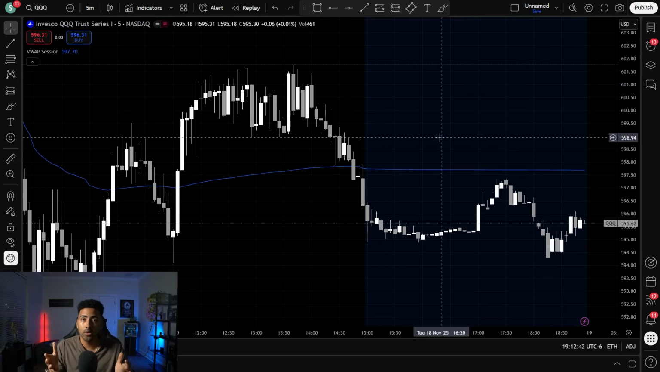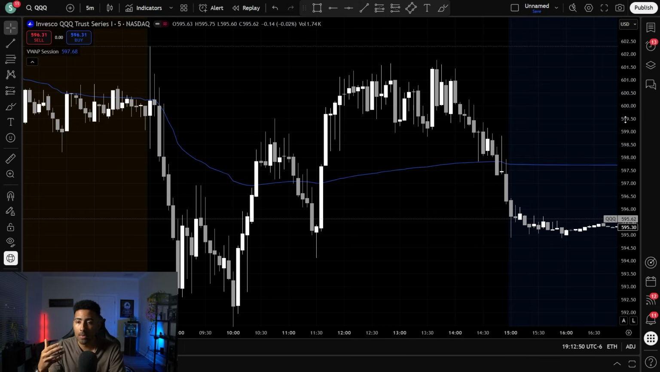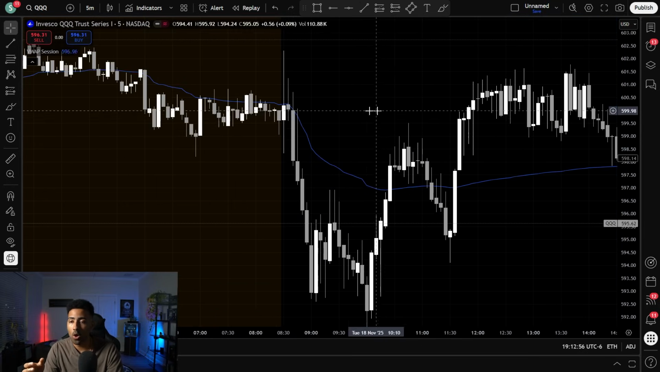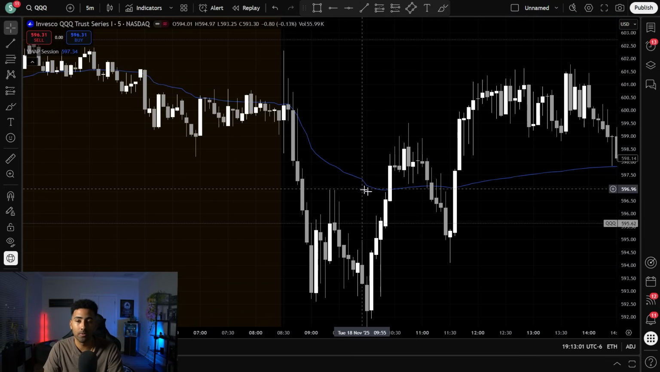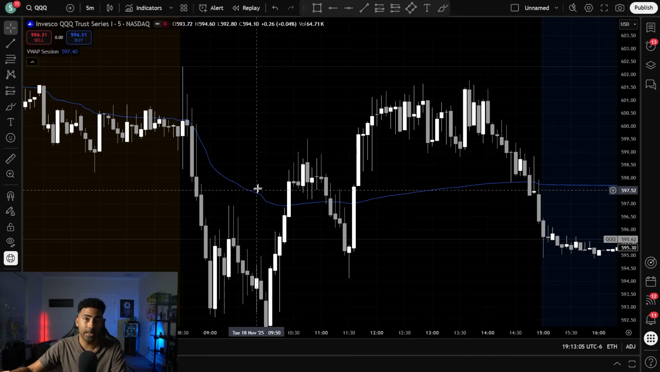So this indicator is very similar to a moving average. A moving average essentially tells you exactly what the price action looks like throughout the day. But this is going to include the volume of the market as well. So as you can see here, on a move like this where we have a sharp move down, we're going to see a steeper VWAP line. The steeper the VWAP line means the more volume that's picking up throughout the market.